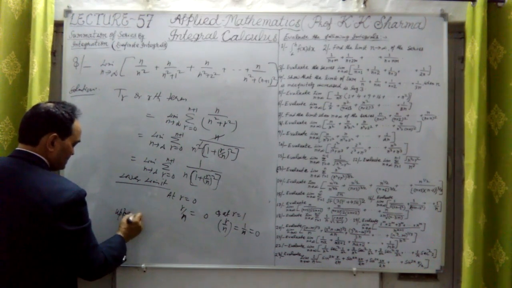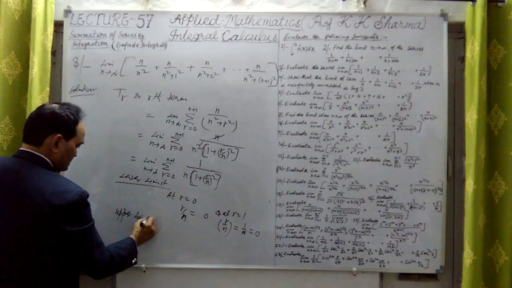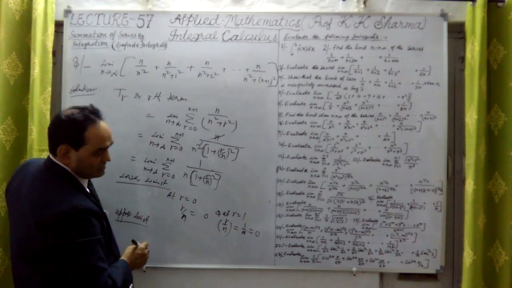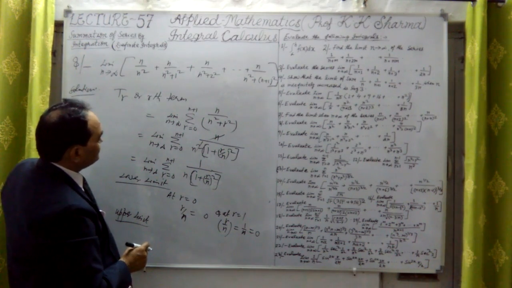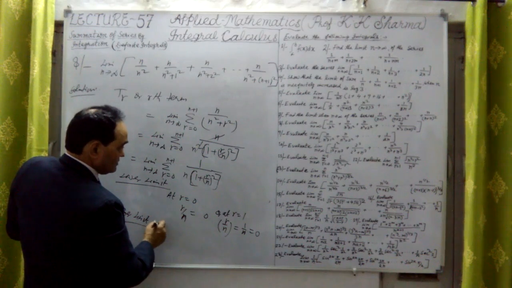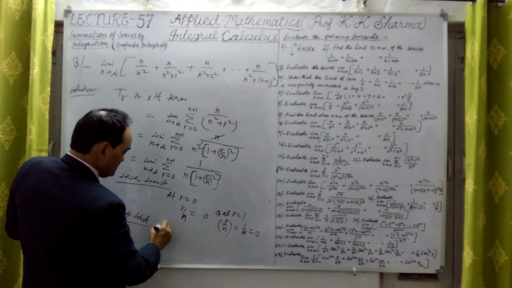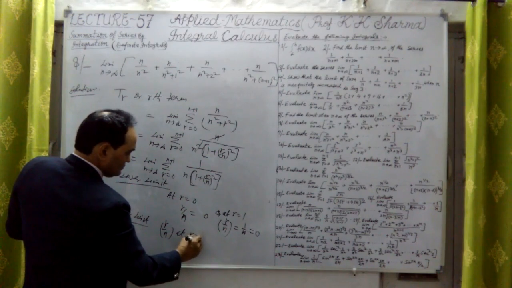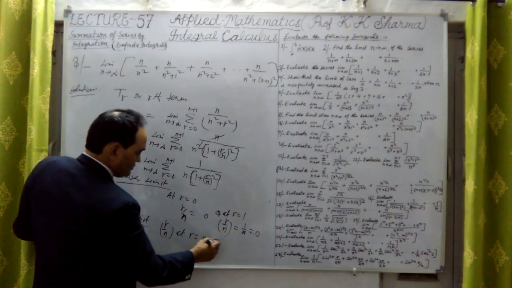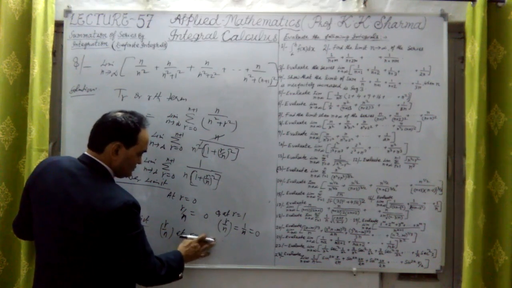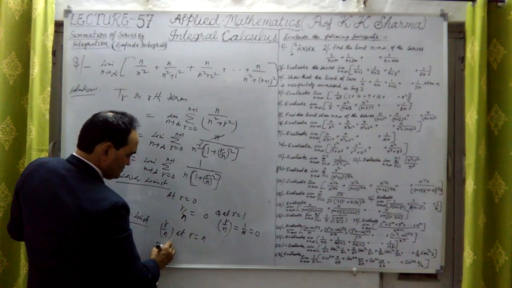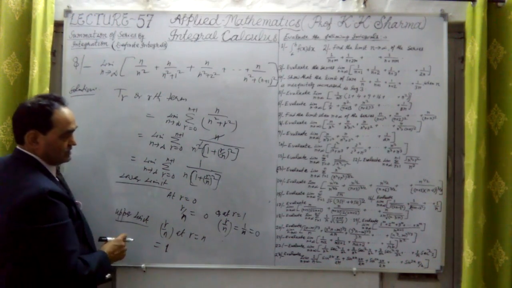Let me find out. The upper limit is r upon n here again, so it will be 0 to 1. At the upper limit r upon n, at r equal to n, r upon n is equal to 1. The upper limit is here again 1.